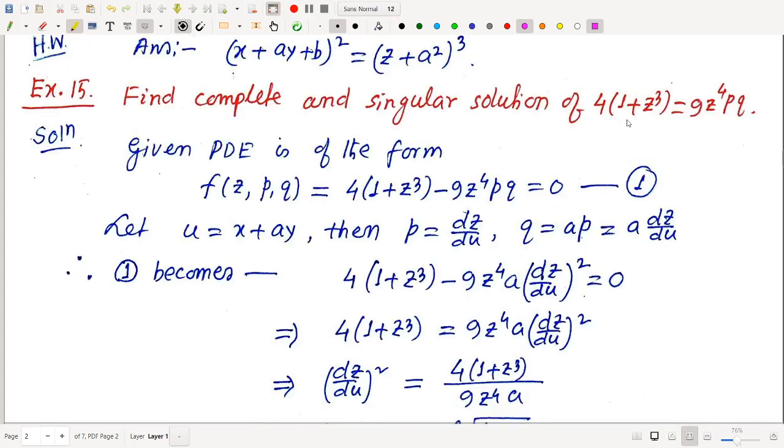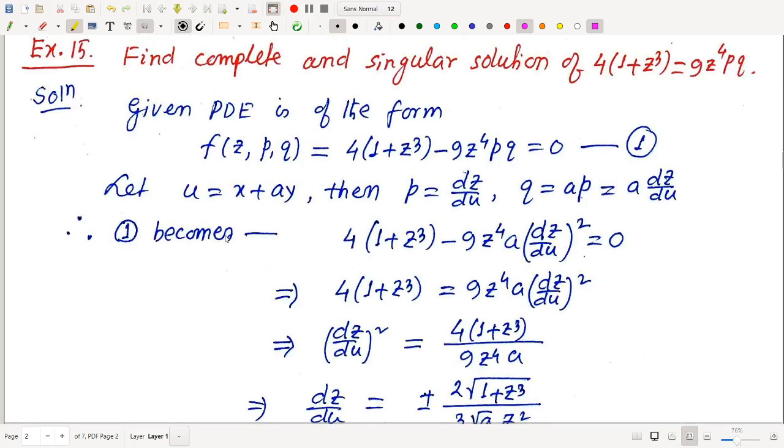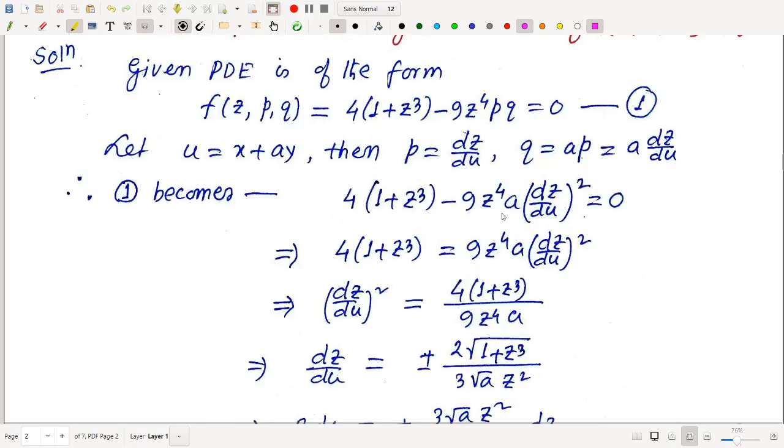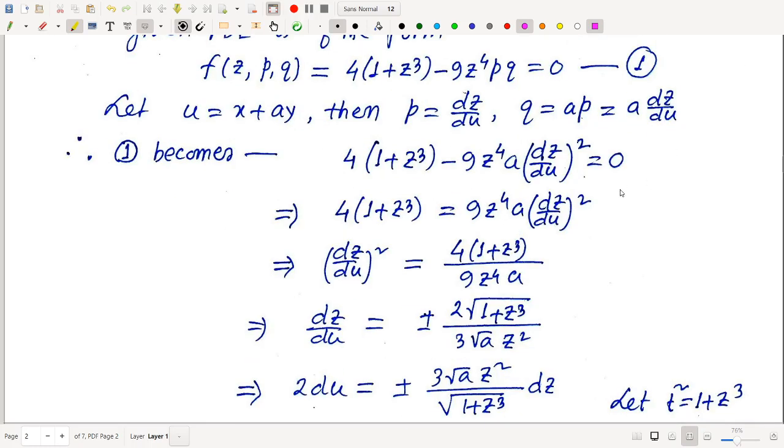So the given PDE is of the form, see z, p cube present. So it is of the form 2. 4 into 1 plus z cube minus 9 z to the power 4 p cube equal to 0. So let u equal to x plus ay, then p is dz by du, q is a dz by du. Now with this p and q, pq will be a dz by du square. See, we have substituted the values of p and q in number 1 and got this. Now side change.